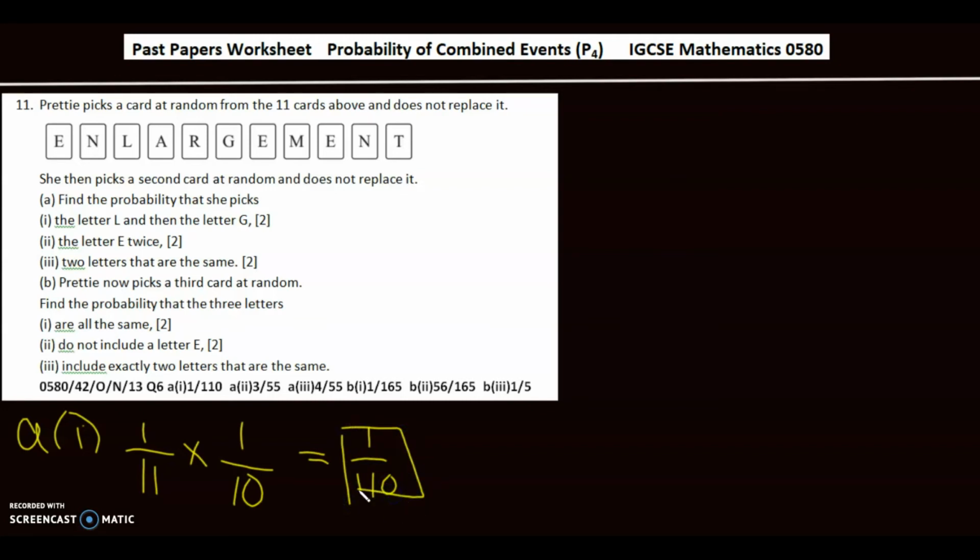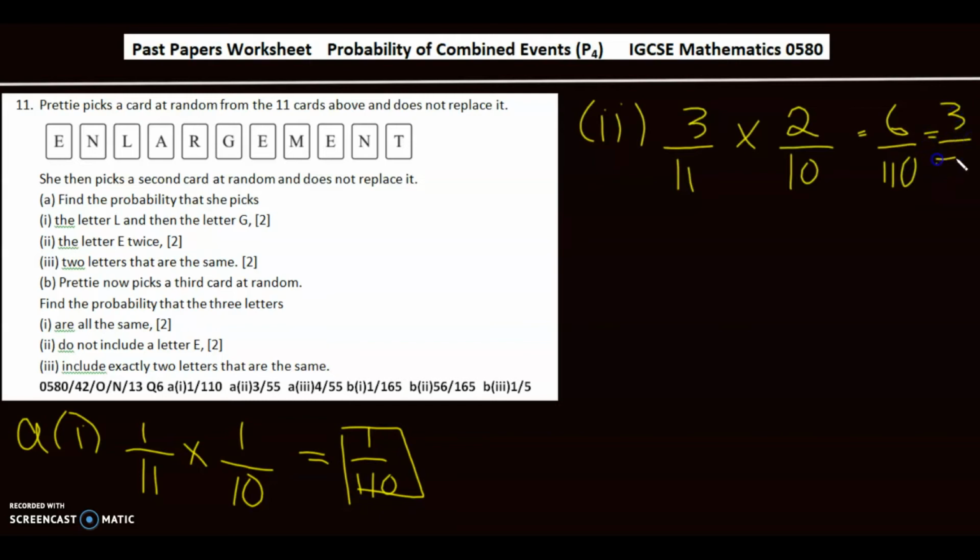Okay. Part 2, the letter E twice. So for part 2, we first get letter E. How many E's do we have? 3 E's in total. So 3 upon 11 times, again getting an E. The probability for that would be 2 upon 10. So the answer would be 6 upon 110 or 3 upon 55 as written in the marking scheme after simplification.